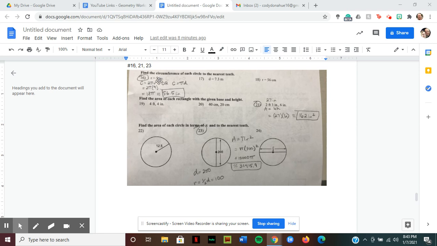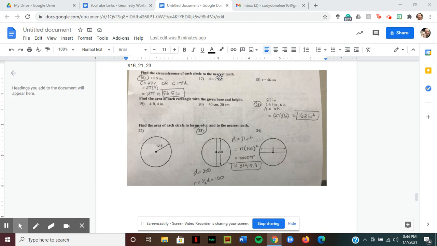So I'm going to take r and plug it in. I know that r is equal to 9 inches, so I'm going to plug in 9 where I have r. So I get circumference is equal to 2 pi times 9, which when I multiply that together, I'll get 18 pi.